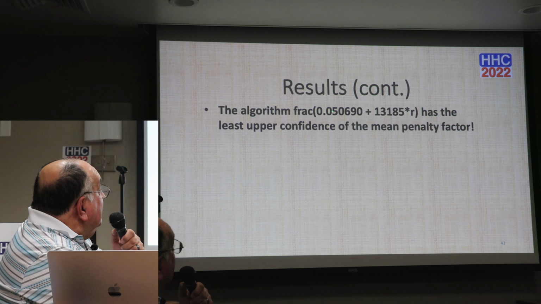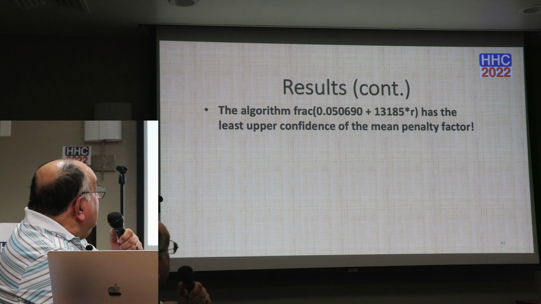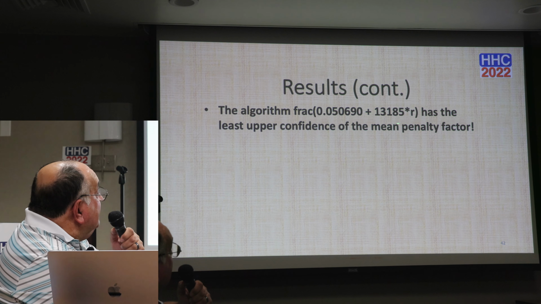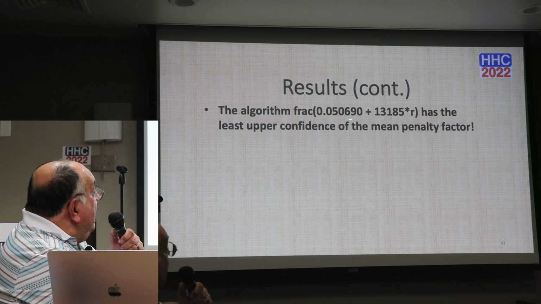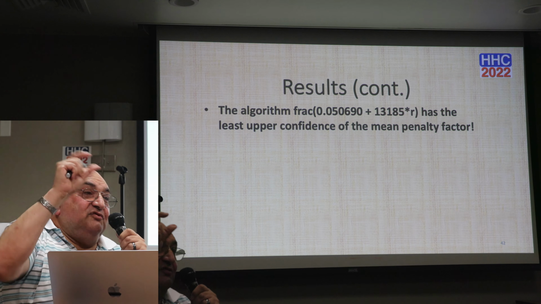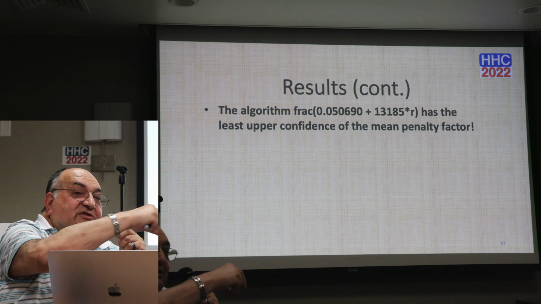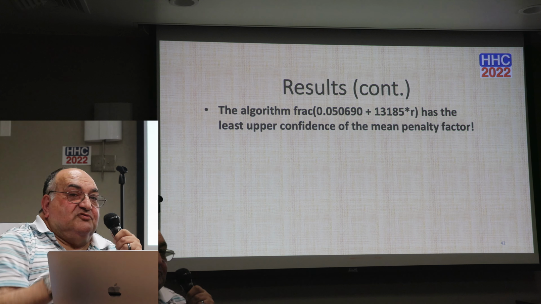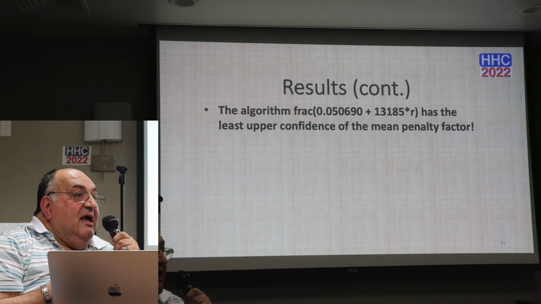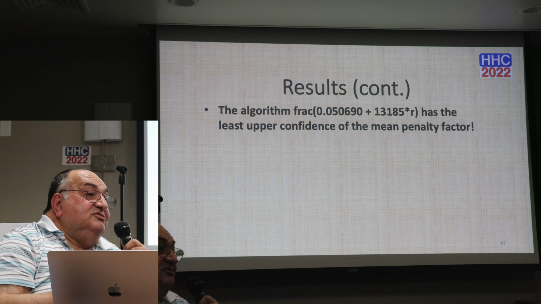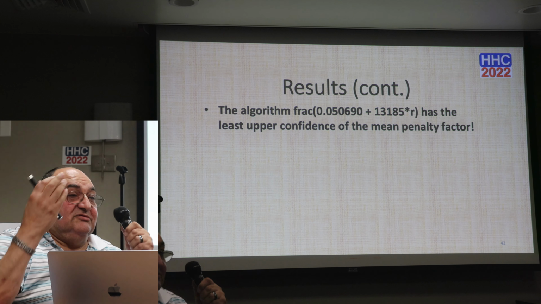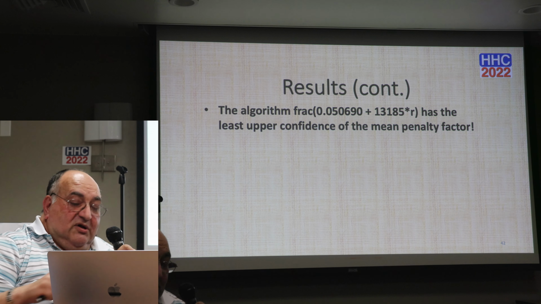So this is algorithm 2, which has the least upper confidence in the penalty factors. You have two versions of algorithm 2 based on the optimization. You can choose the first one probably. And you are free to use fewer decimals, or give it 10 decimals and so on.